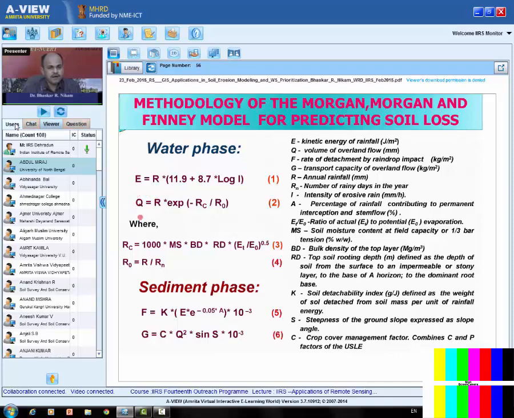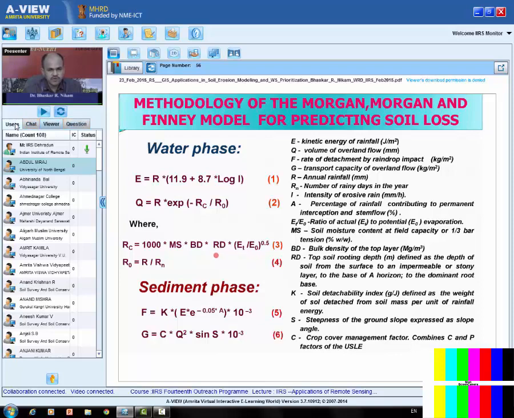Another thing that we calculate in the water phase is the total discharge. To calculate total discharge, I require total rainfall. I require R0, the rainfall per rainy day, which you can calculate if you know the total rainfall and total number of rainy days. Total rainfall divided by total number of rainy days will give me the rainfall per rainy day. And RC is the soil moisture storage capacity, which you can calculate if you know the moisture content of the soil, the bulk density, root zone depth, and the ratio of actual evapotranspiration divided by potential evapotranspiration.